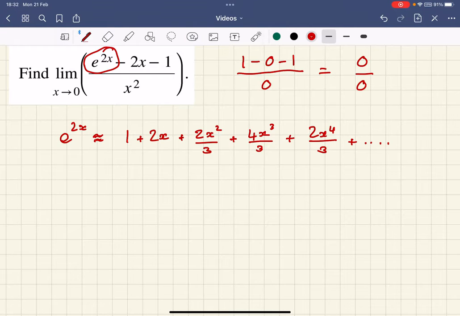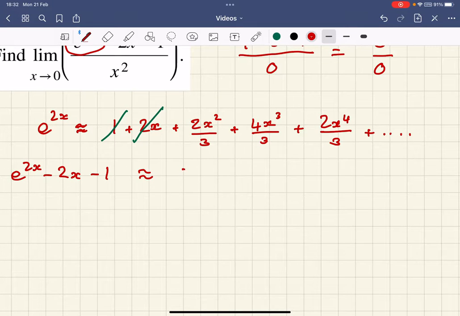Now from that I'm going to take away 2x and I'm going to take away 1. So basically I can say that that's not there and that's not there. So my expansion becomes simply 2x squared divided by 3 plus 4x cubed divided by 3 plus 2x to the power of 4 divided by 3.